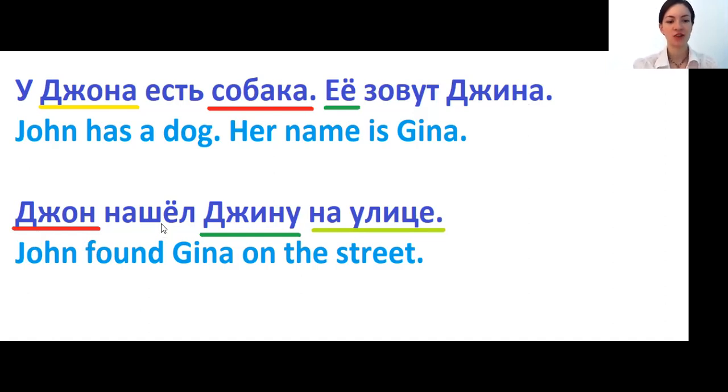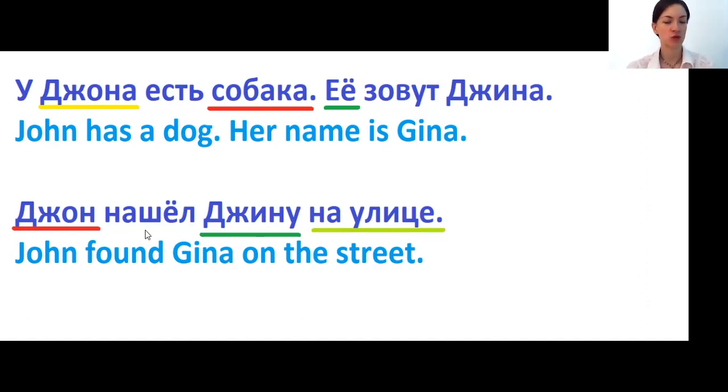John нашел Джину на улице. So the active person here is John. That's why he is subject in this sentence and it is in nominative case. 99% if we see a subject, it is in nominative case. And look here, please. John нашел Джину. Нашел means found, and after this verb requires an object, and object is always in accusative case, right?